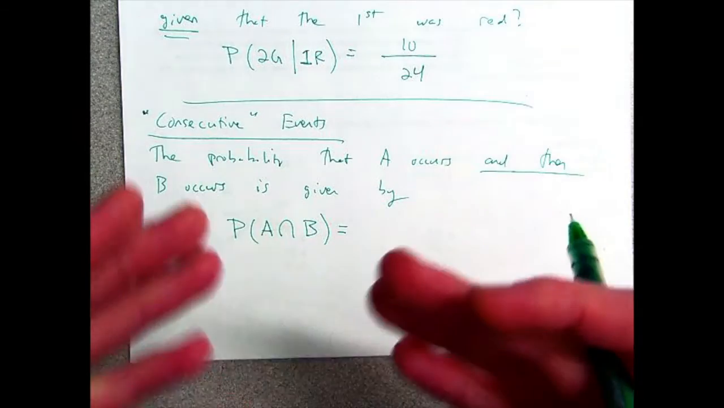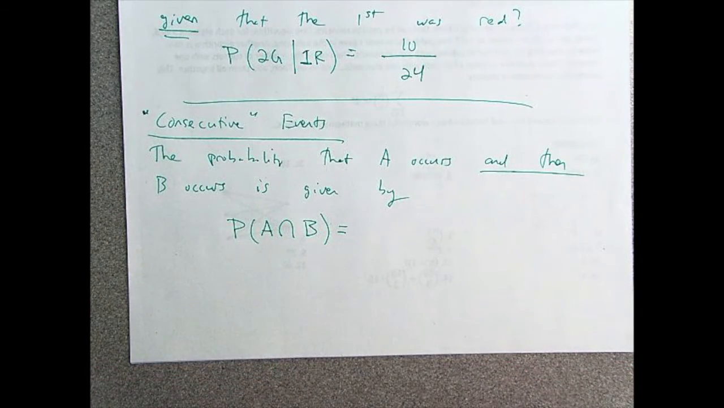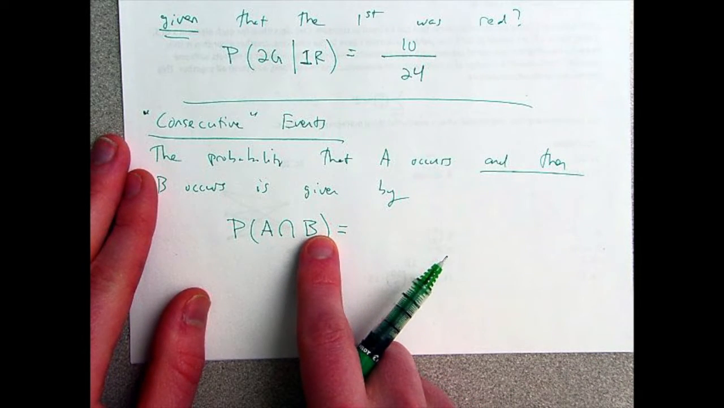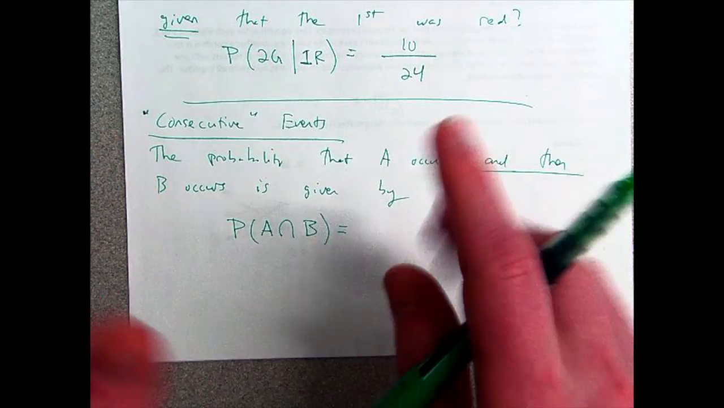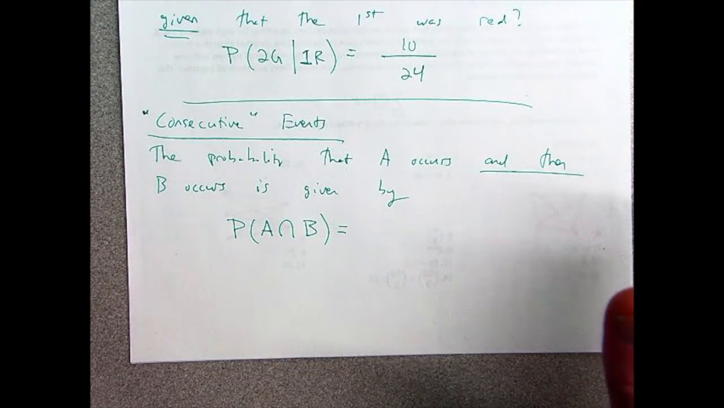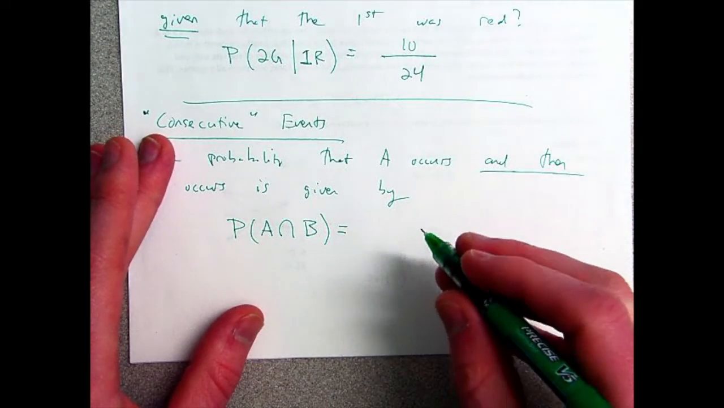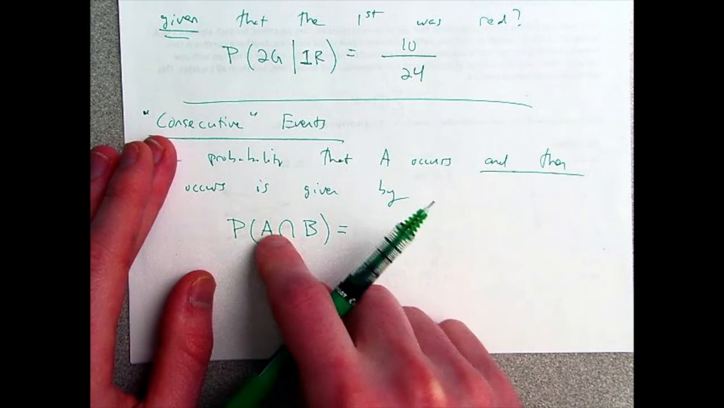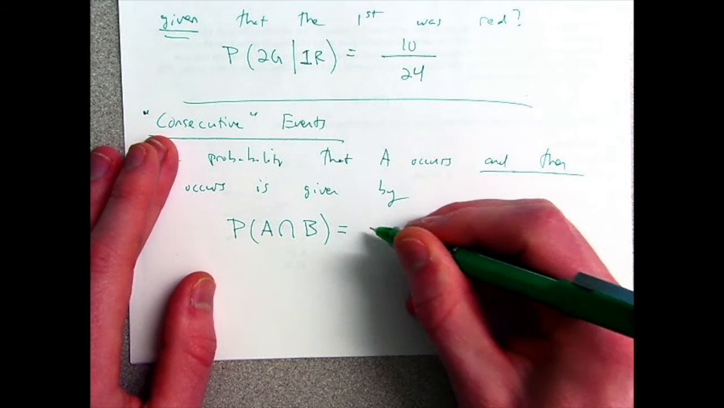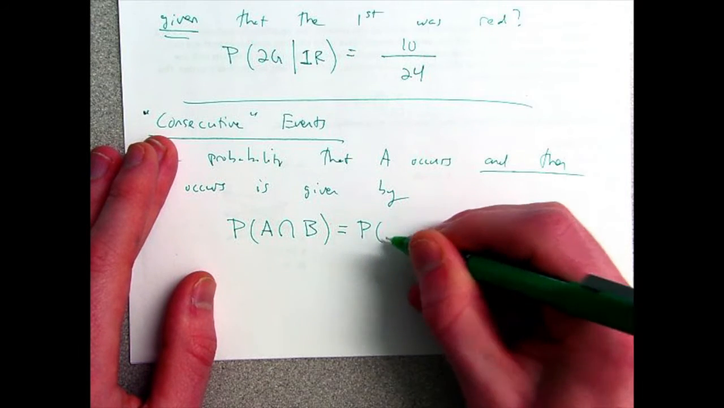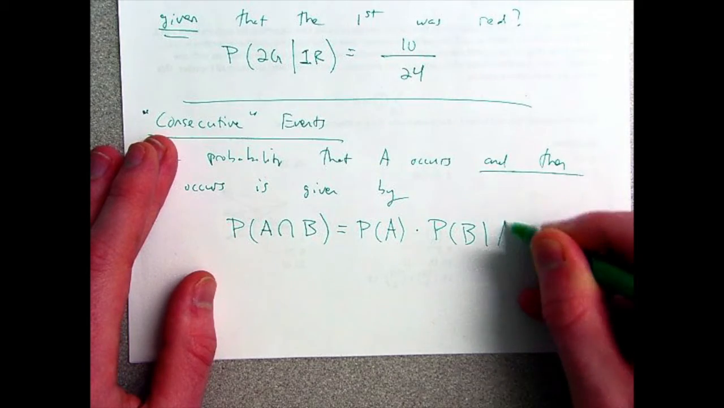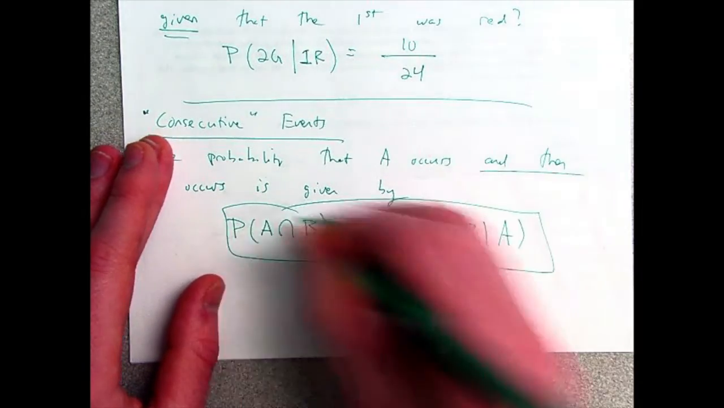But understanding why this formula works is a lot easier if you imagine that event A is occurring and then later in time event B is occurring, although you can use this formula even when that's not the case. So here's the formula. The probability of A and B, or if you like, probability of A and then B, is given by the probability of A times the probability of B given A.